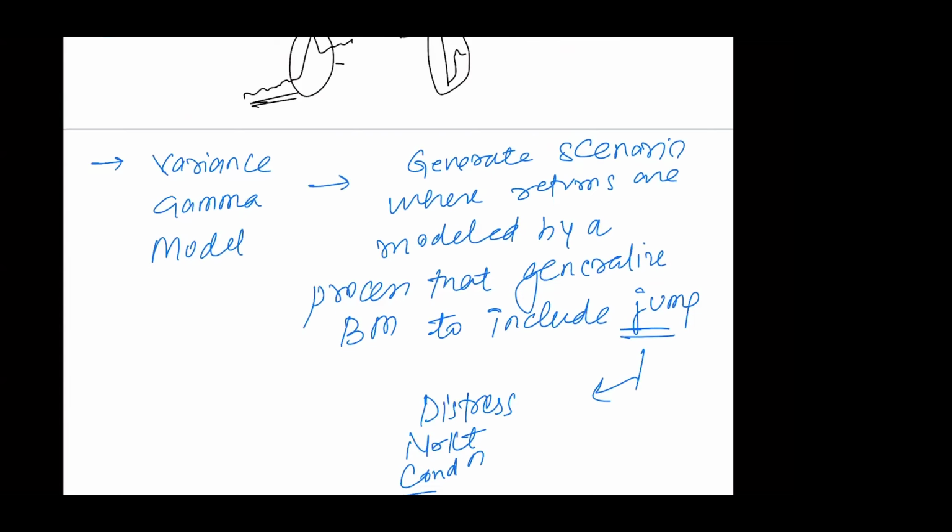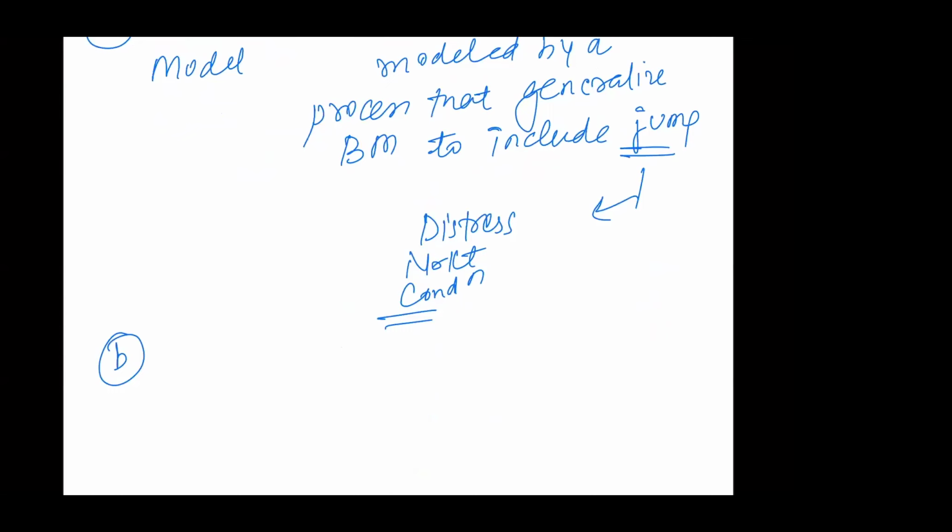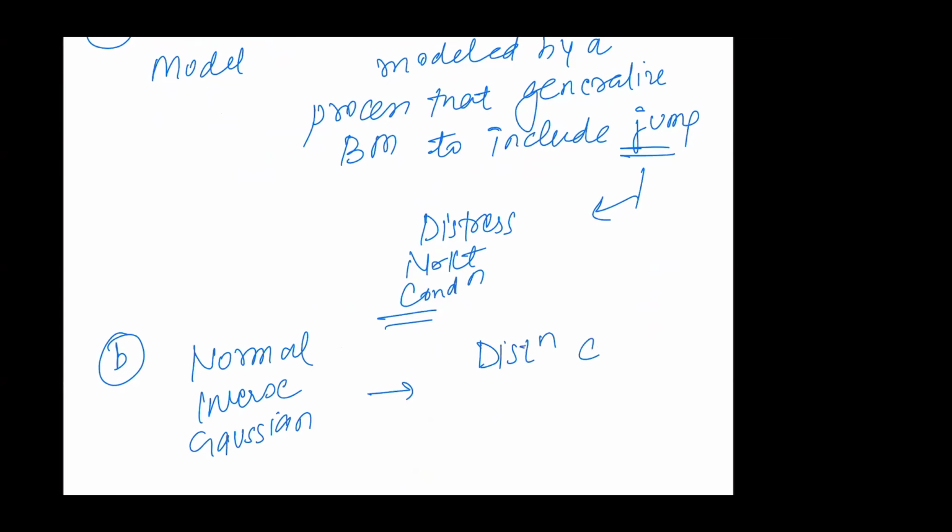So this is like one way. The other way is using, let's say, the normal inverse gamma Gaussian model, sorry. So basically, this is a distribution capable of handling.